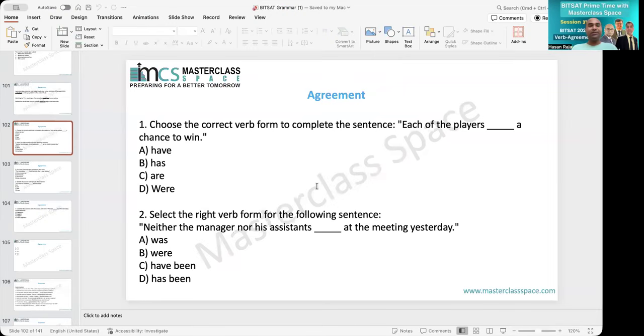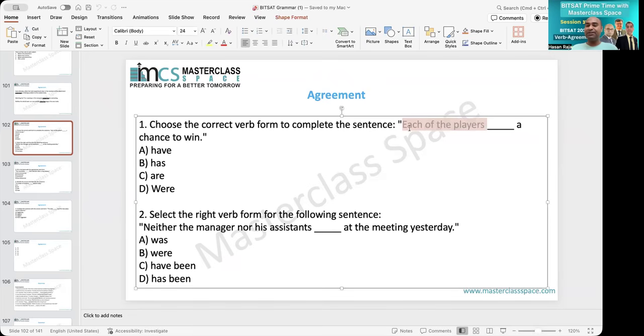Okay, so here you are. It says choose the correct verb form to complete this sentence. So the sentence is "Each of the players." Remember, whenever there is a group of words before the verb, the subject will always be before the first preposition. So what is before the first preposition? It is "each," and therefore it requires a singular verb. Each: have, no; has, yes; are, were. So what is it? Has. All right, so "each has" will be the correct word.